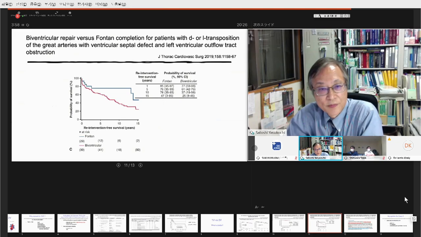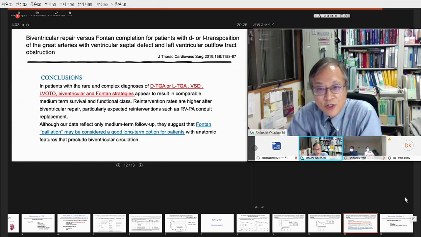So they conclude that in patients with a rare and complex diagnosis of DTGA or LTGA, VSD and LVOTO, biventricular and Fontan strategies appear to result in comparable medium-term survival and functional class. Although their data reflect only medium-term follow-up, they suggest that Fontan palliation may be considered a good long-term option for patients with anatomical features that preclude biventricular circulation.